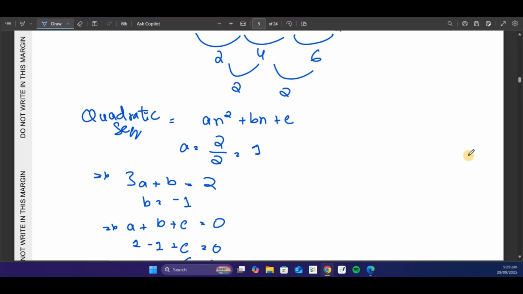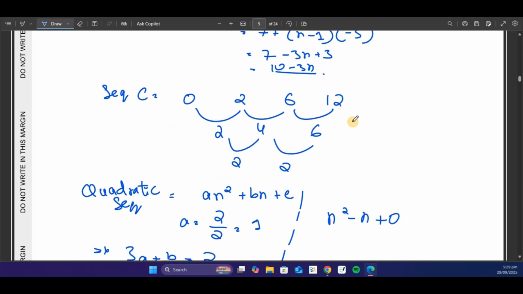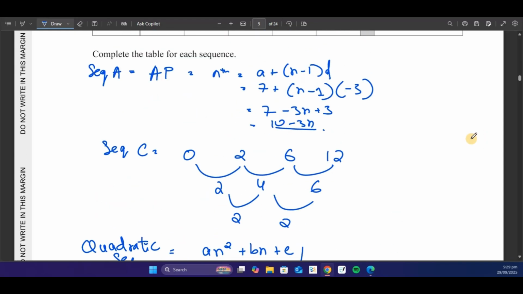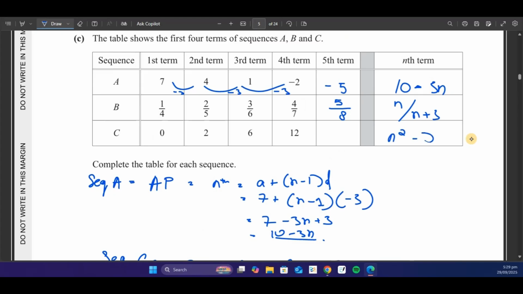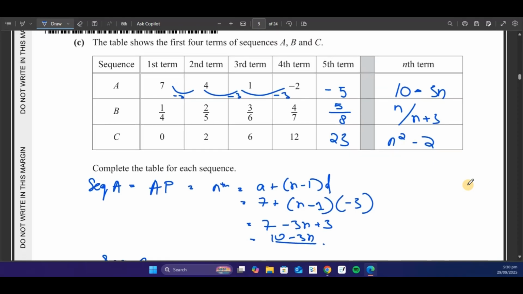Now we're going to insert these in our formula. So this is going to give us n squared minus n plus 0, because a is 1, b is minus 1, and c is 0. It's the same quadratic sequence that I identified earlier. So this is simply n squared minus n. Does that make sense to you? And the fifth term is 25 minus 2, which would give us 23 if I am not wrong. Yep, I think we're correct. Alright, moving forward.